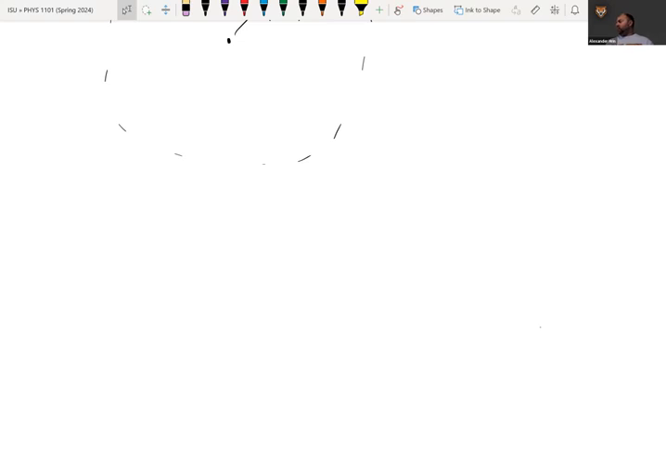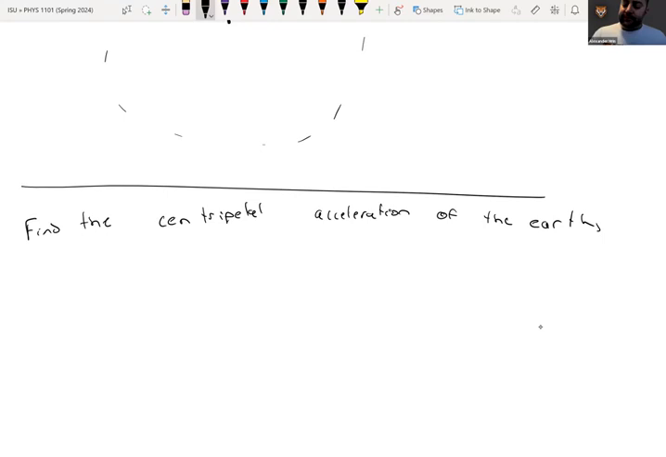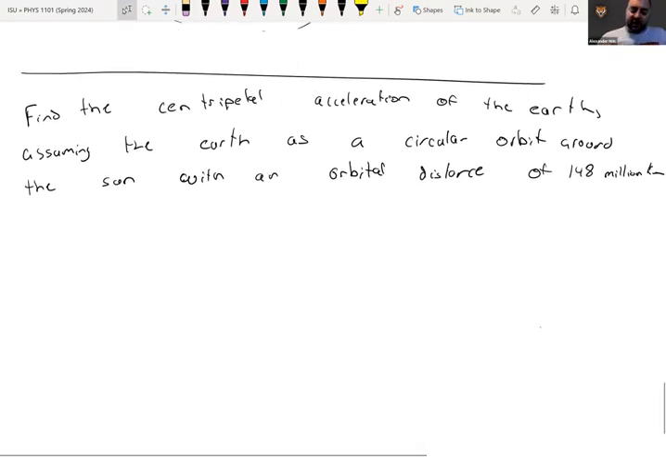All right. Now, the last one I wanted to look at is: find the centripetal acceleration of the Earth, assuming the Earth has a circular orbit around the sun with an orbital distance of 148 million kilometers.